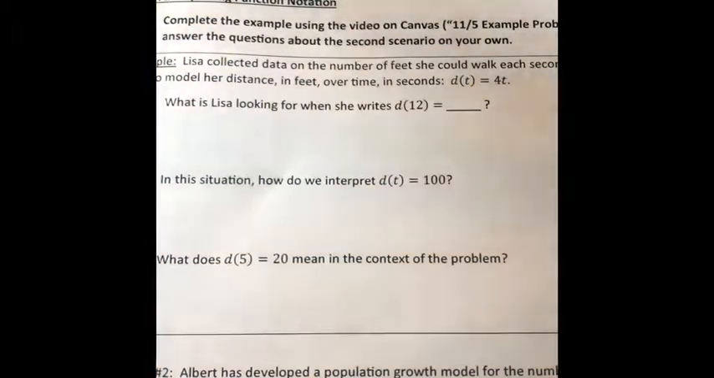Lisa collected data on the number of feet she could walk each second and wrote the following rule to model her distance in feet over time. So her rule, d of t equals 4t.